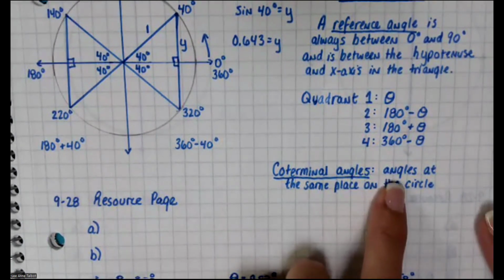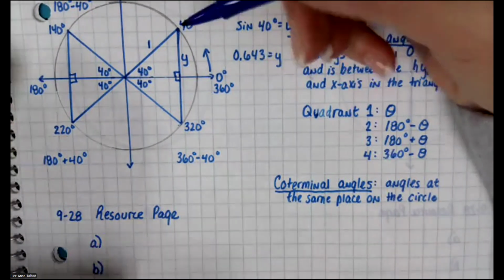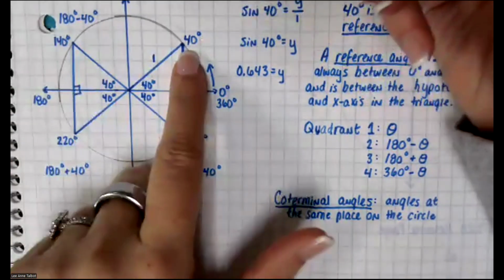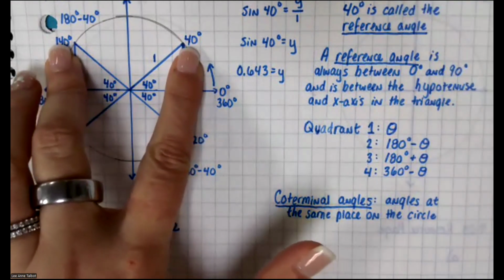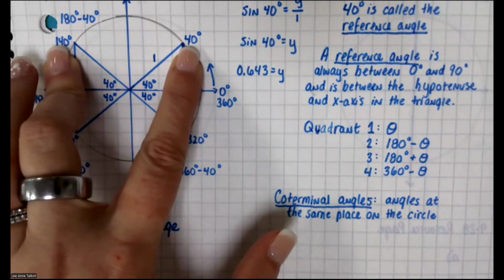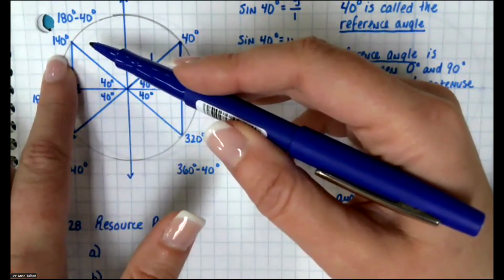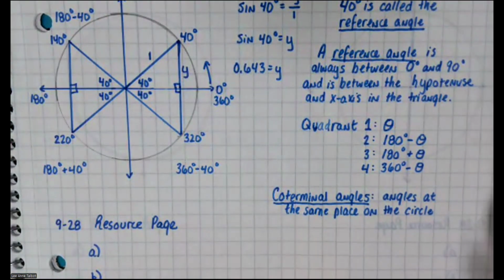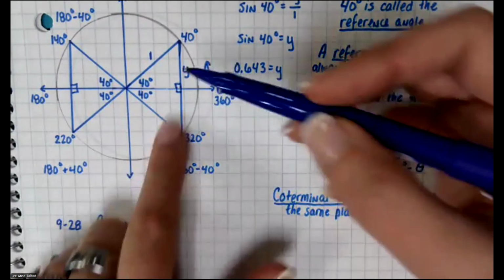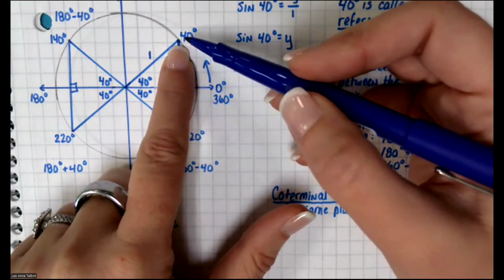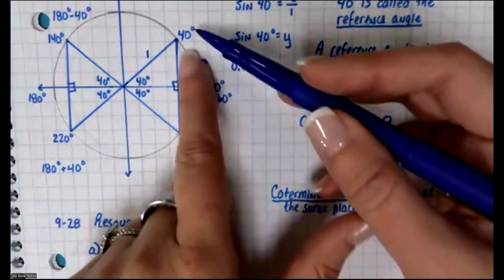Coterminal means angles that land at the same spot. Okay, what do I mean by that? I want to make sure everyone in the room realizes that this angle and this angle did not land at the same spot on the circle. These are not coterminal. This guy's in quadrant 1, this guy's in quadrant 2. But coterminal reminds us that circles and rotation can go on forever. So 40 is coterminal with whatever I get when I go another 360 around this way.